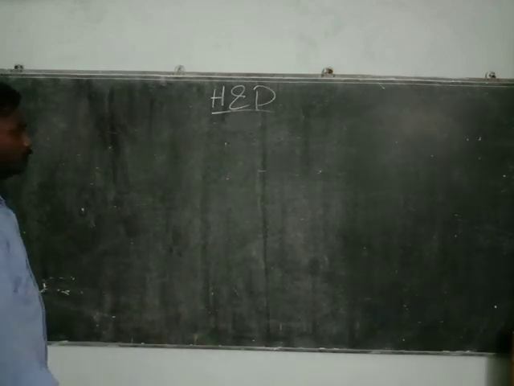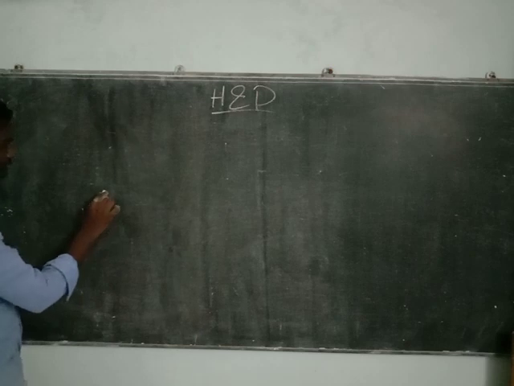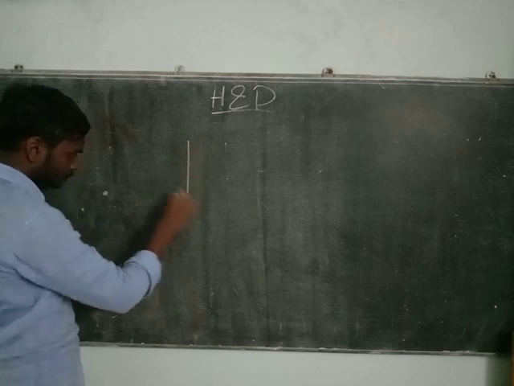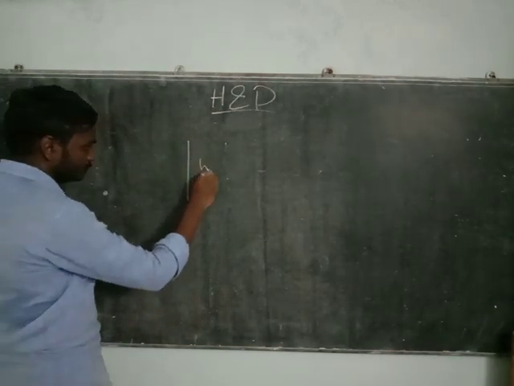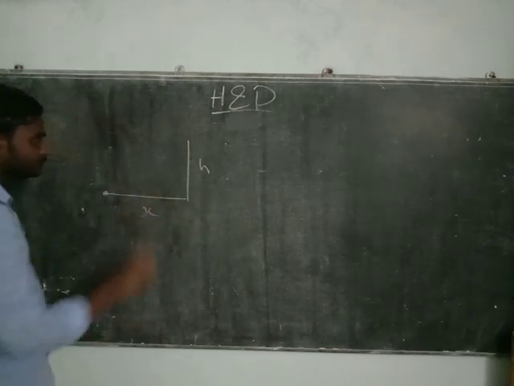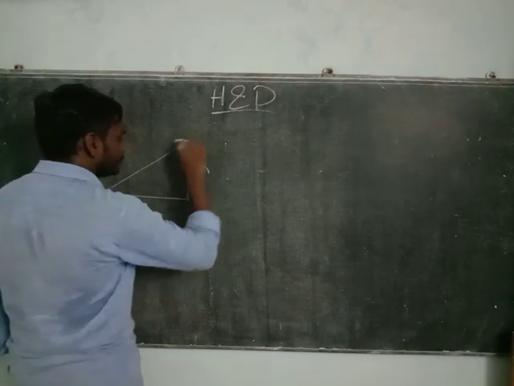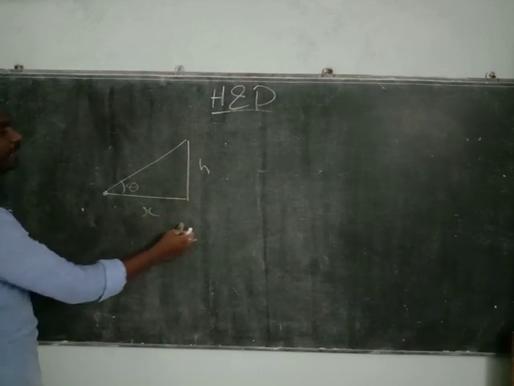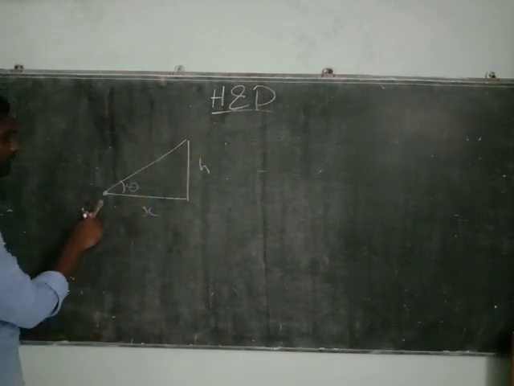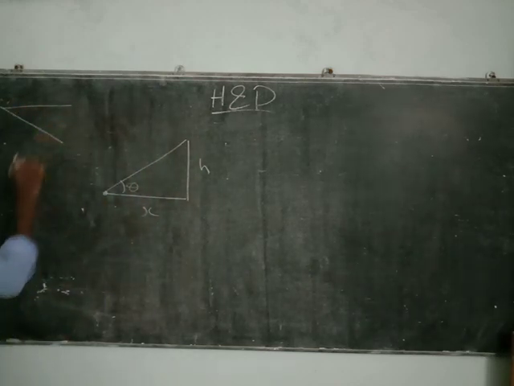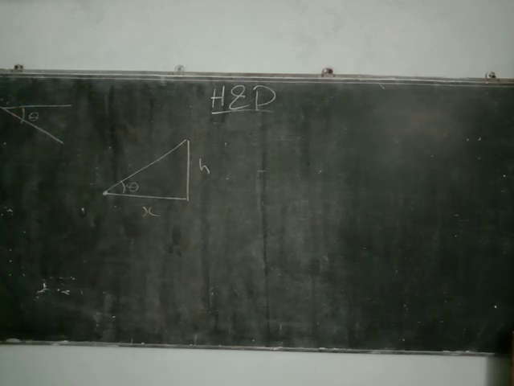The question will be asked in such a way: there is an observer watching a tower which is of height h, and a person is at a distance of x. What is the angle of elevation? Why is it called angle of elevation? If the person is beneath and watching the point above, then it is called angle of elevation. If a person is above and watching down, then the angle is called angle of depression.